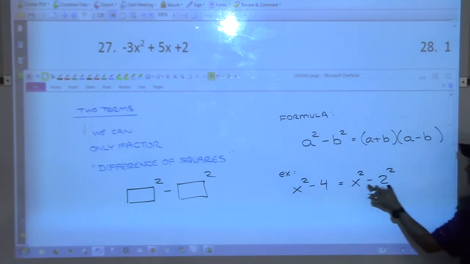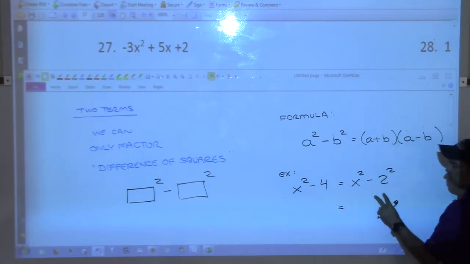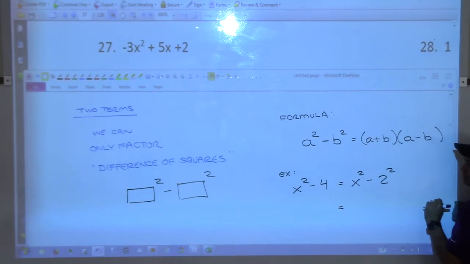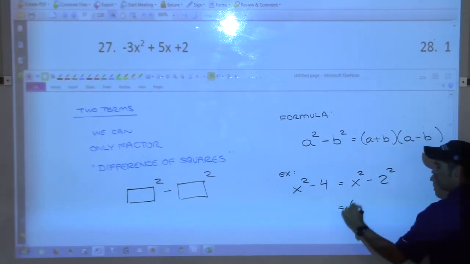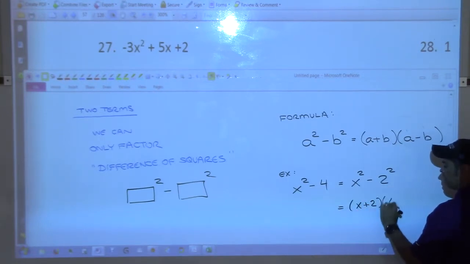So now, does it look kind of like this formula up here? So for us looking at this, what's A? A is x, and what's B? 2. So this just becomes x plus 2 times x minus 2.